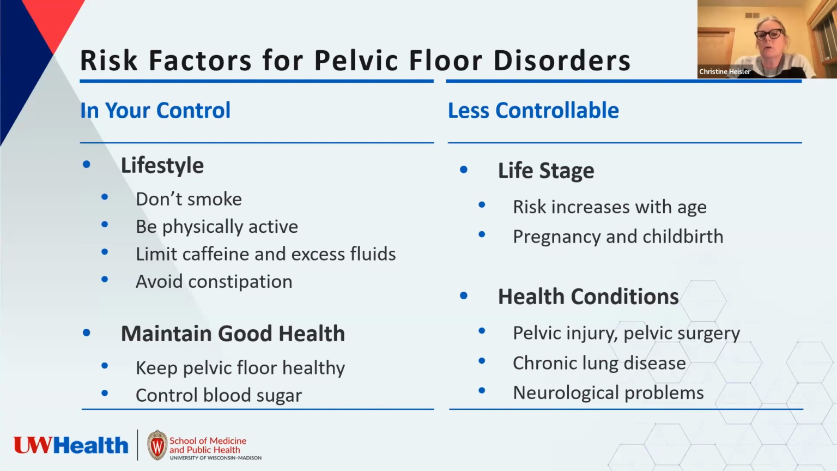Things that are less controllable include things associated with our life stages. So we know that the risk of pelvic floor disorders increases as we get older. We also know that pregnancy and childbirth are associated with pelvic floor disorders. And then there are certain health conditions like pelvic injury or having pelvic surgery, also chronic lung diseases, which result in chronic coughing, and some neurologic problems. So the things we can control, it's good to maximize those things. And the things that are less controllable are risk factors to be aware of.